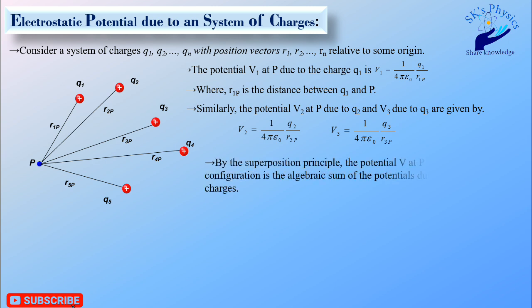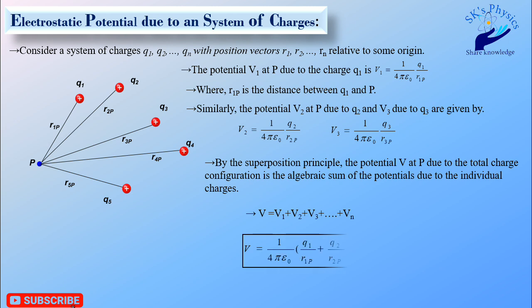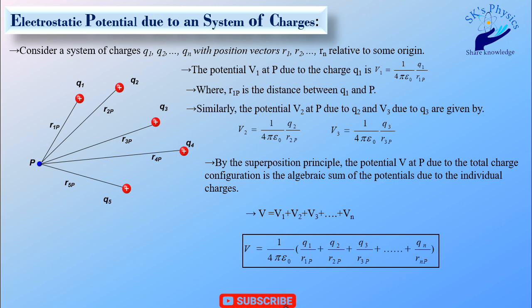By the superposition principle, the potential at P due to the total charge configuration is the algebraic sum of the potentials due to individual charges. So V is equal to V1 plus V2 plus V3 up to Vn. So V is equal to 1 upon 4 pi epsilon 0 times Q1 upon R1P plus Q2 by R2P up to Qn upon RnP.